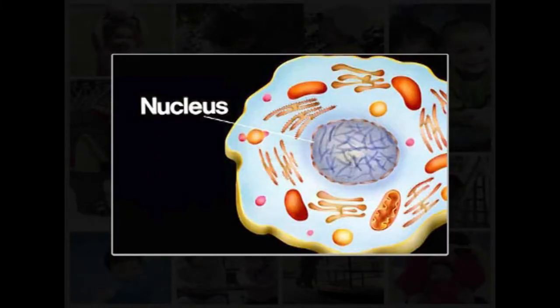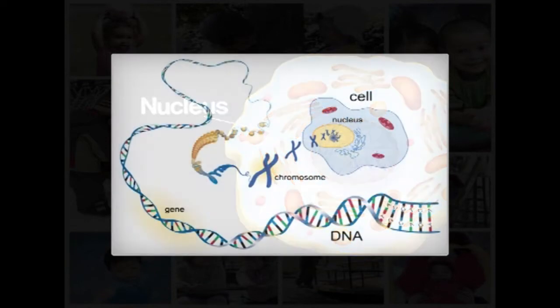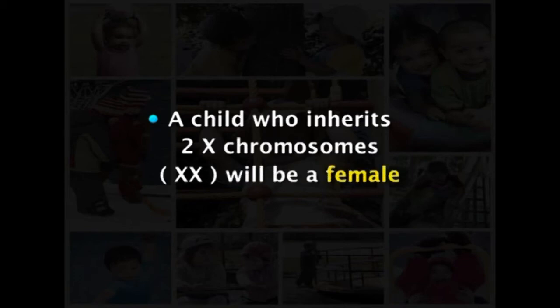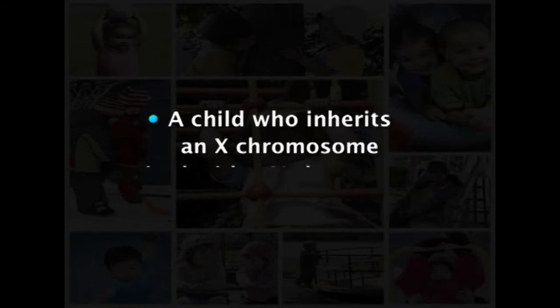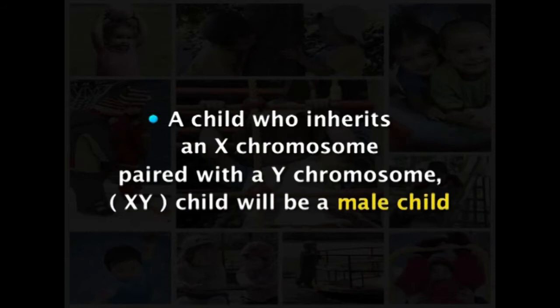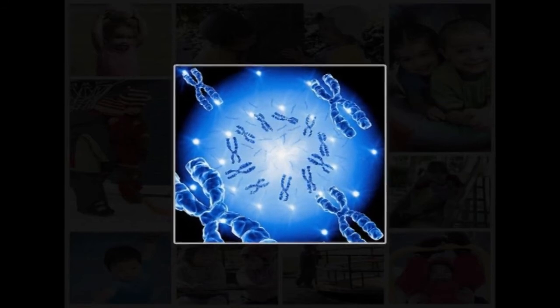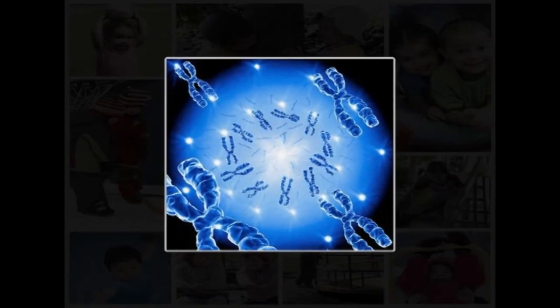The nucleus of every cell of the human body consists of 46 chromosomes. Chromosomes are small thread-like structures. The chromosomes transmit coded instructions of hereditary behavior. We receive one half of our chromosomes and genes from each of our parents. A child who inherits two X chromosomes, that is XX, will be a female. A child who inherits an X chromosome paired with a Y chromosome, that is XY, will be a male child.